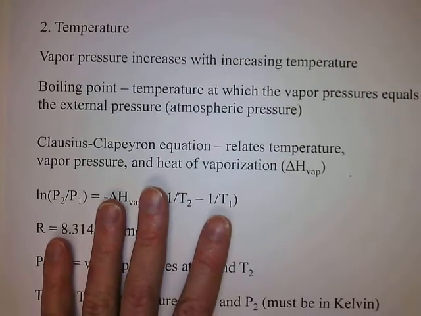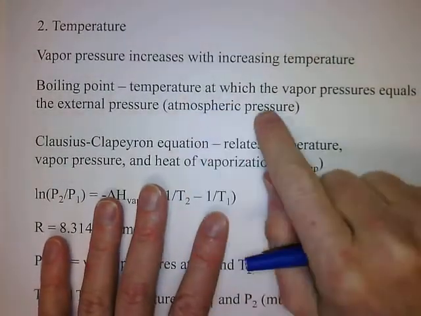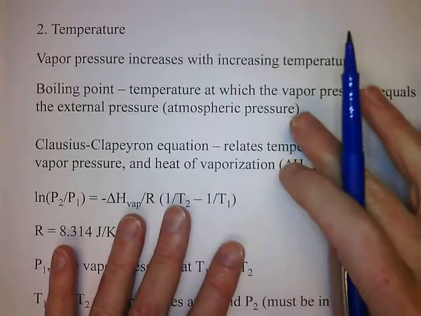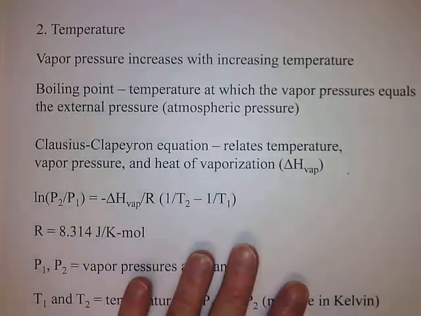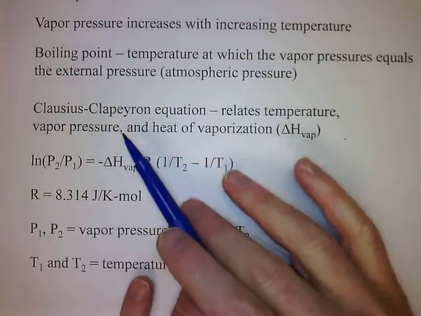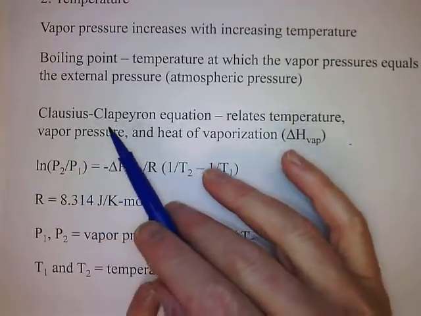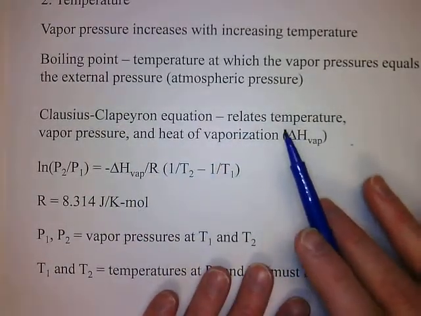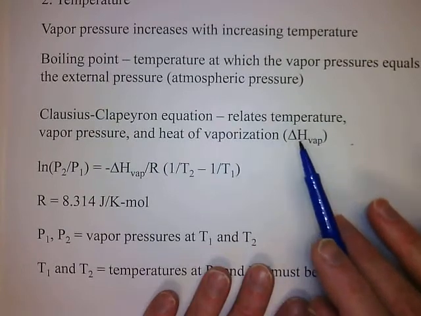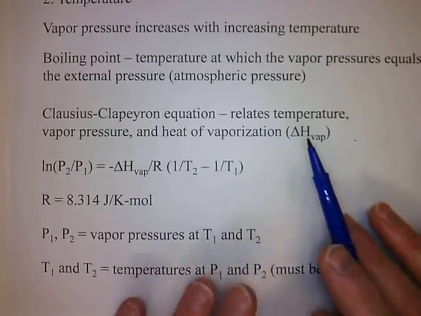So the boiling point is the temperature at which the vapor pressure equals the external pressure. If you're open to the atmosphere, it's atmospheric pressure. Now, what's called the Clausius-Clapeyron equation relates temperature, vapor pressure, and heat of vaporization.